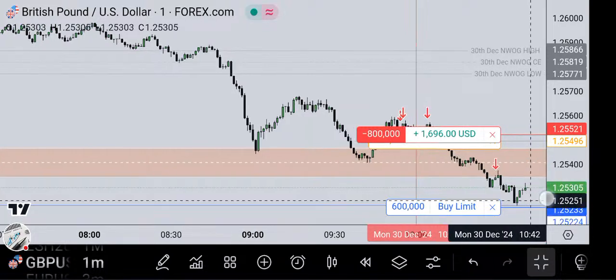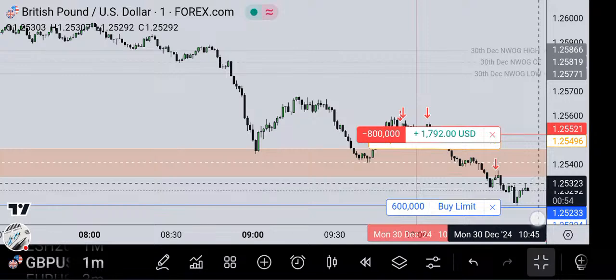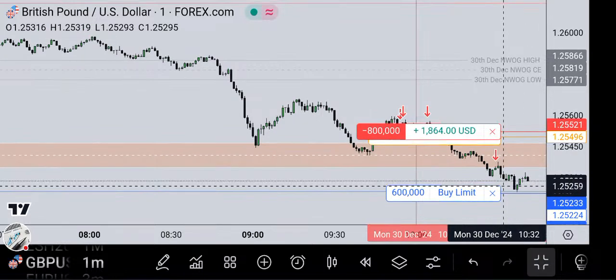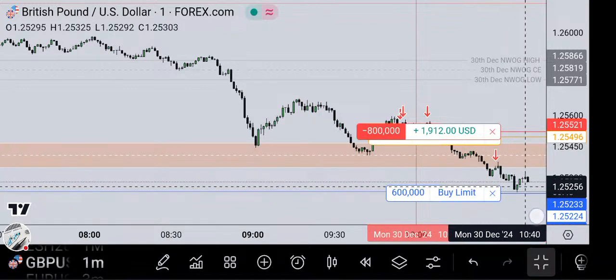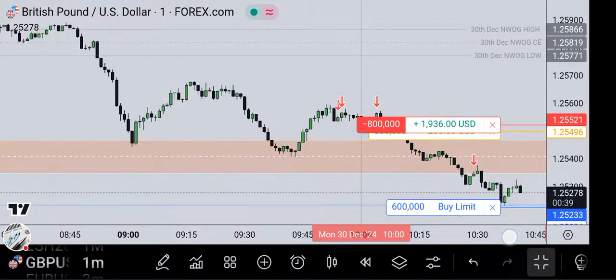So I want to see if price has a willingness to want to go down. I told you this inefficiency can be left open. The high here was what, at 1 point what? Let me look at the top left corner. The high of that inefficiency was 1.25319, and the high of this candle was 1.25325. That was like an institutional order flow into it. Now I want to see it go for that low.